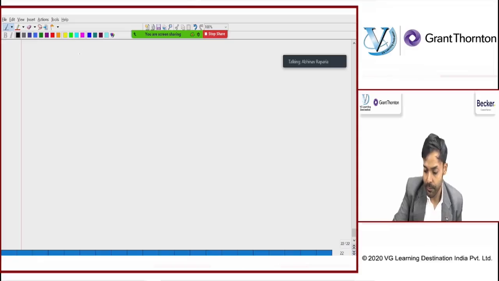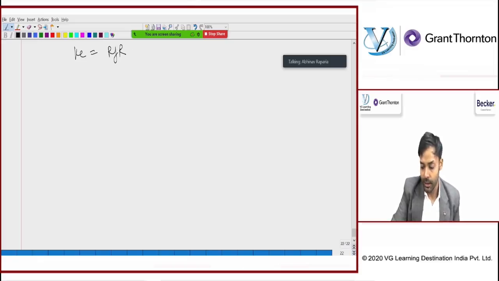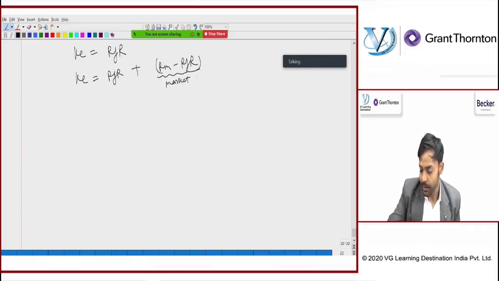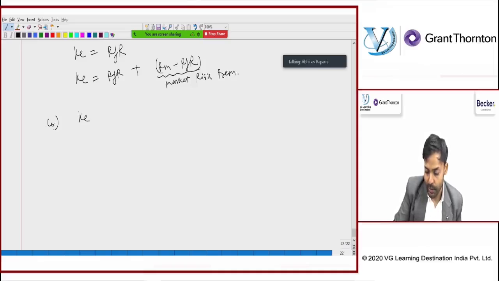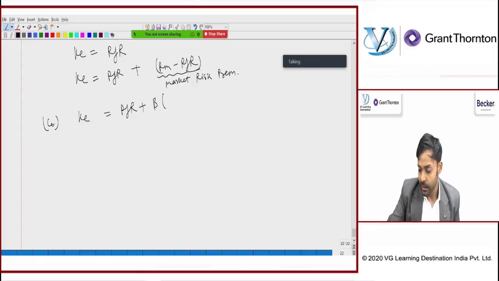I'll just summarize everything. For example, first, in case you're looking for just the average return, you'll go for this. Then you look for, I want to take more. Then you'll go for market minus RFR, which is the market risk premium. But then you're saying I'm going to invest in a particular company, then that would be RFR plus the relationship between the market and this.